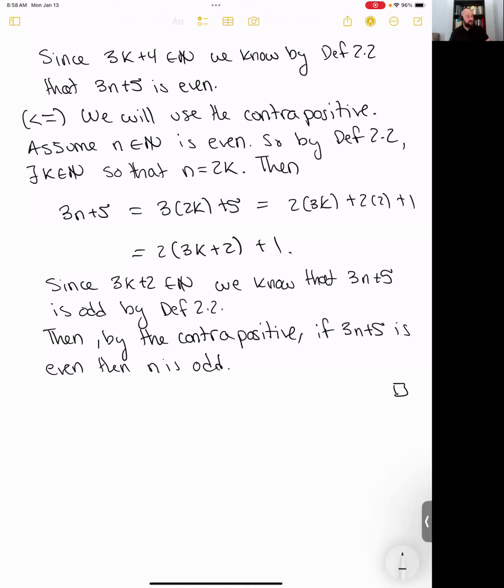And again, you may want to try to assume 3n plus 5 is even and show that n is odd, but I am fairly confident that you will struggle in doing this, and it's not because it's not true, it's just because it makes it a little bit harder to prove.